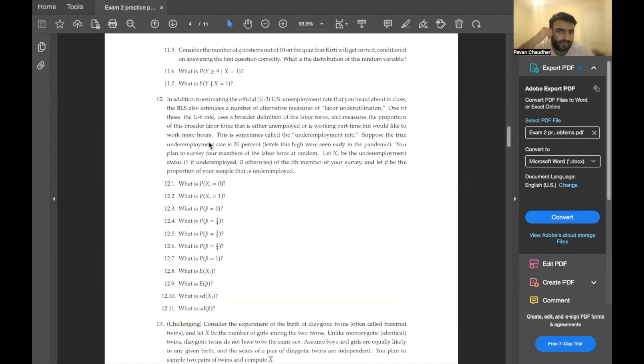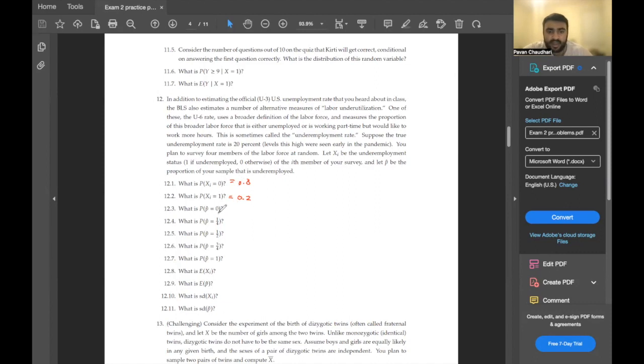Okay, so for problem number 12, we're talking about labor underutilization. So we're trying to figure out how many people would like to work more hours, right? So Xi is either underemployed or employed how you like, right? So what is the probability Xi equals 0? This is the probability that this person is employed like how they want to be employed. This is 80%. Probability Xi equals 1 is 20%. That's just given in the problem.